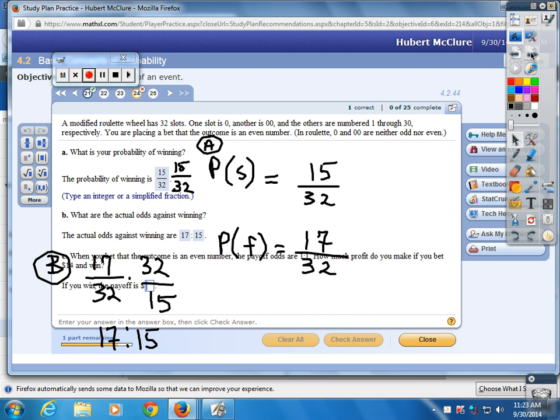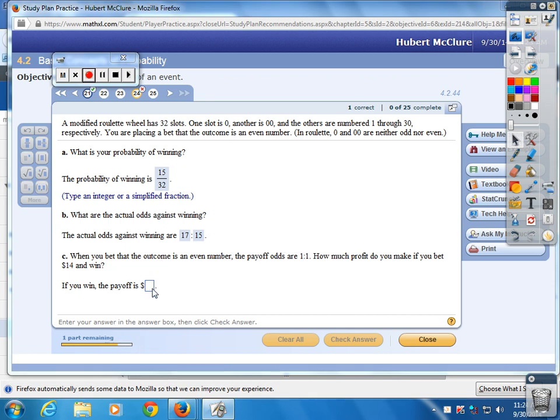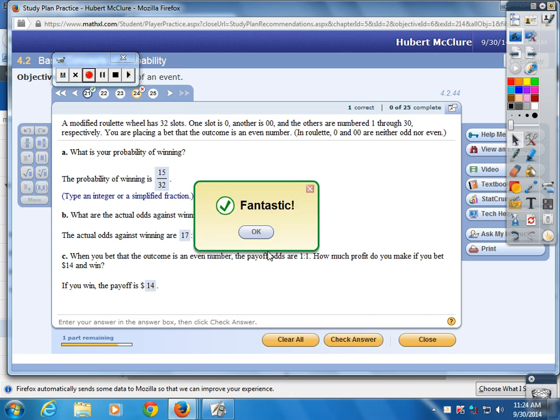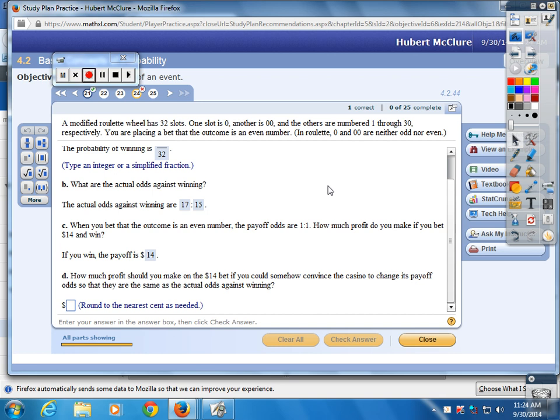This one, nobody should get wrong. Because I told you it's the same number. So if you bet $14, what do you get back? 14. Everybody in here should get C right. Because you don't have to do anything. Will you? No. Somebody will get it wrong. And D.